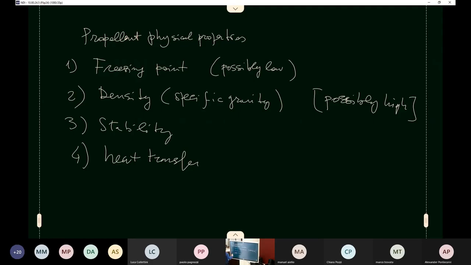The vapor pressure means the tendency of our liquid to vaporize. And if we have low vapor pressure, it means that we have to reach low pressures to bring the propellant from the liquid to the gaseous phase. So this is a desirable property, having low vapor pressure so that we don't vaporize our propellant. And you'll see that this low vapor pressure matters also for pump performance, so possibly low.